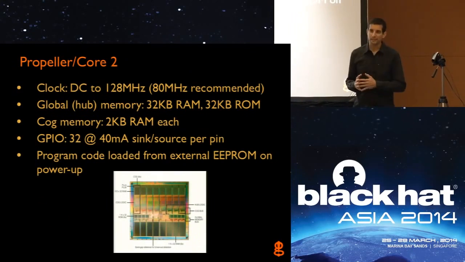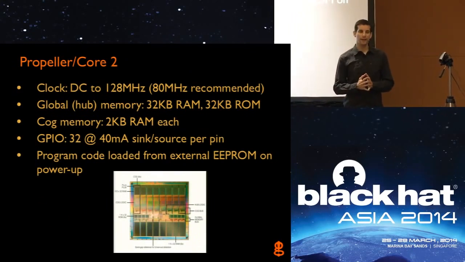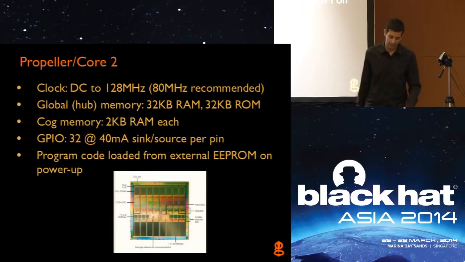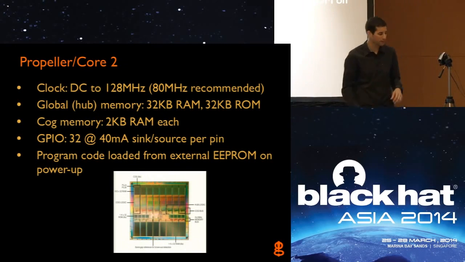The system normally runs at 80 megahertz, which seems slow when you compare it to a Linux-based thing or a mobile phone or something. But really, 80 megahertz for a standalone hobbyist type of microcontroller is pretty good. It's pretty fast. And you can actually overclock it to 128 megahertz with pretty good reliability.